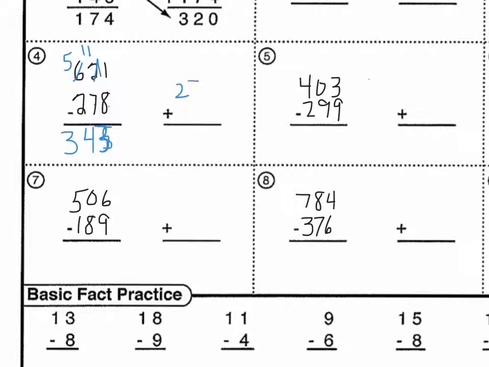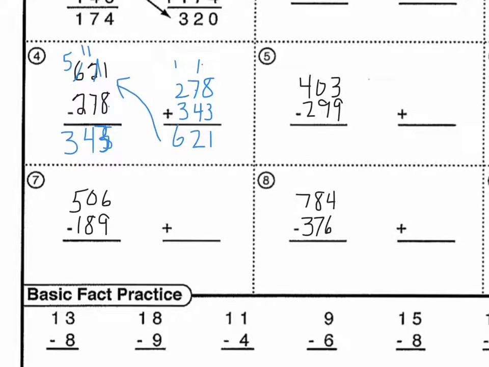Let's see if this adds up. You should have done the addition as well. 278, 343. 8 plus 3 is 11. Bring the 1 up. 7 plus 4 is 11. Plus 1 is 12. Bring up that 1. 2, 3, and 1 makes 6. Matches. I can feel good about my answer.